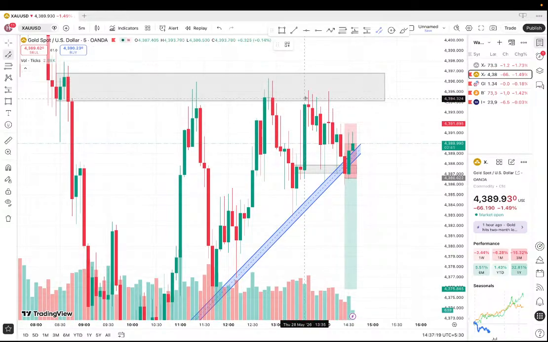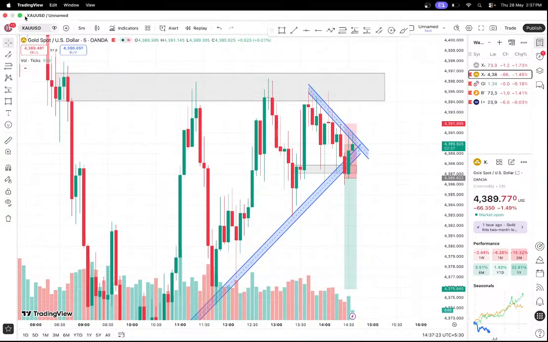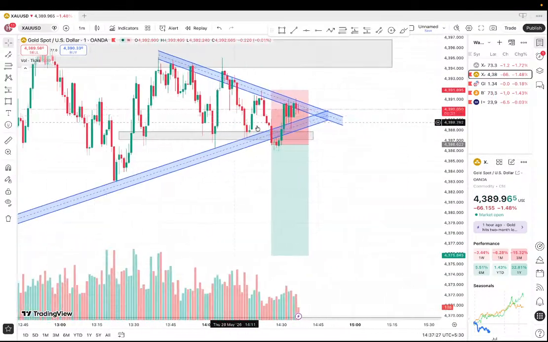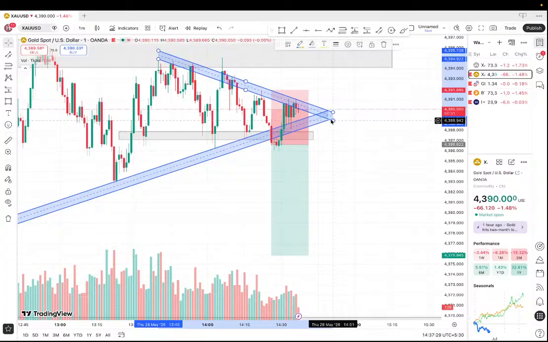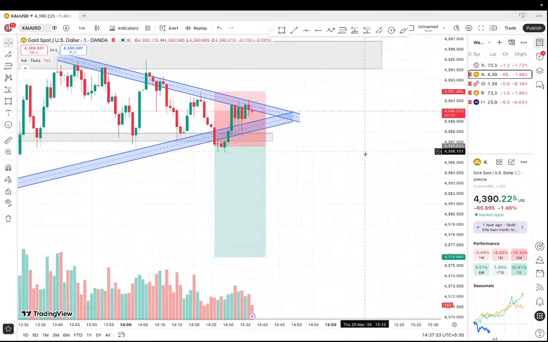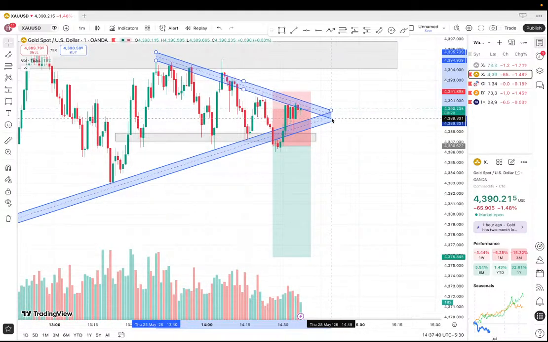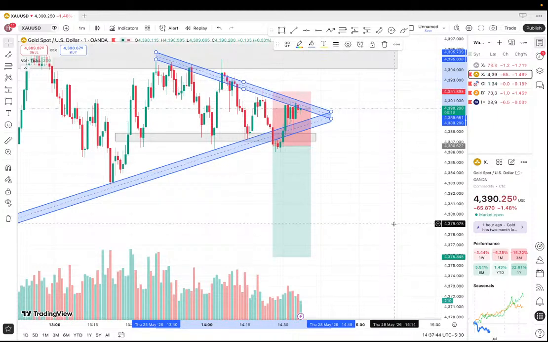Here you can see that there's another trend line. There's another trend line, boys. Now there can be two probabilities. Trading is all about two probabilities. It's always 50-50. Either the trade will work or it will not work.